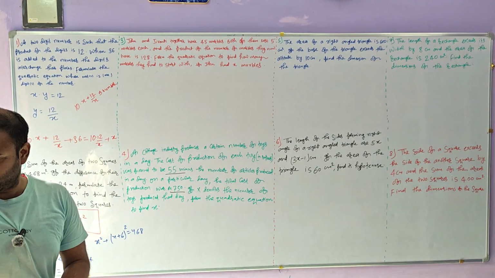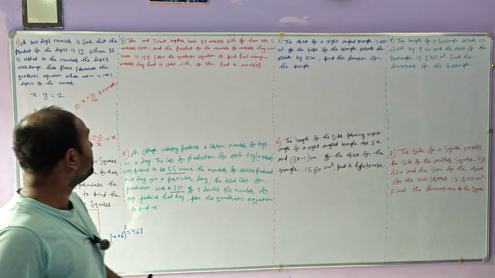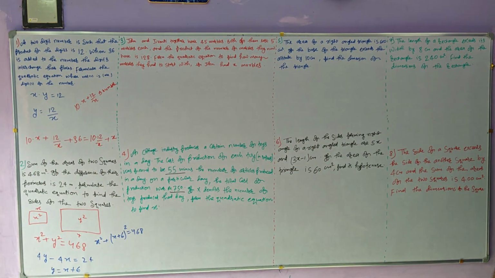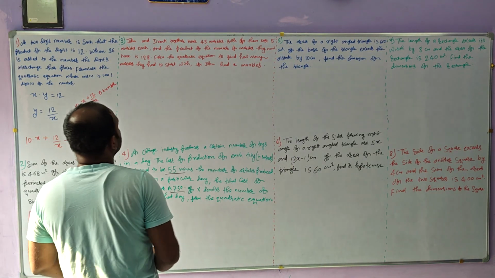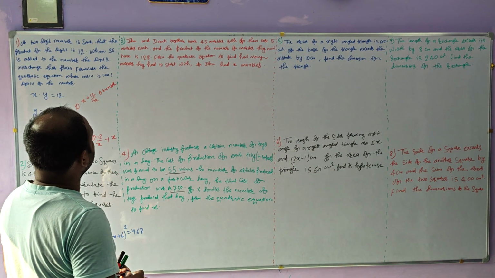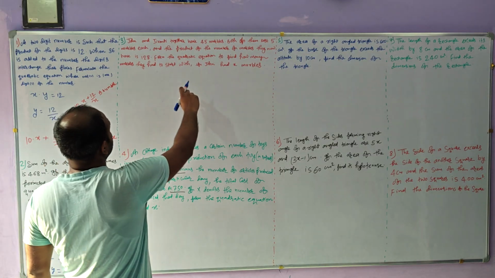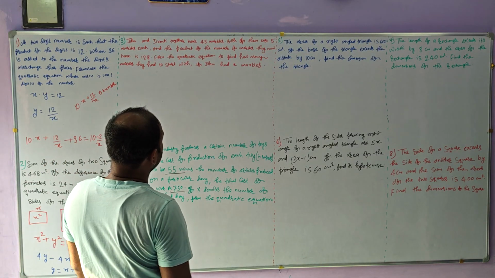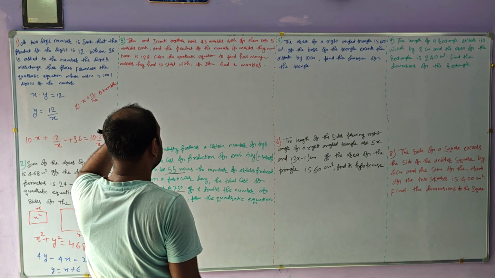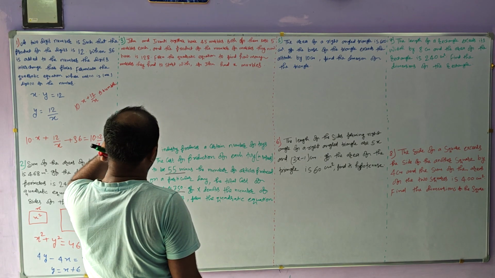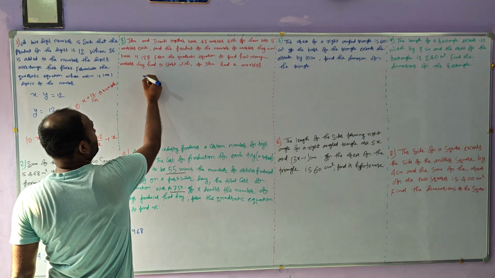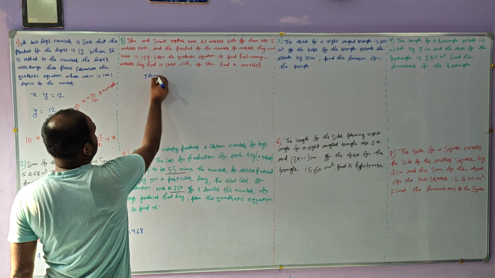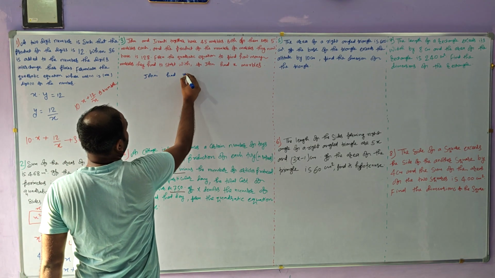Now in another question, John and Jivanti together have 45 marbles. Both of them lost 5 marbles each, and the product of the number of marbles they now have is 128. Form the quadratic equation to find how many marbles they had to start with. Suppose John had x marbles.